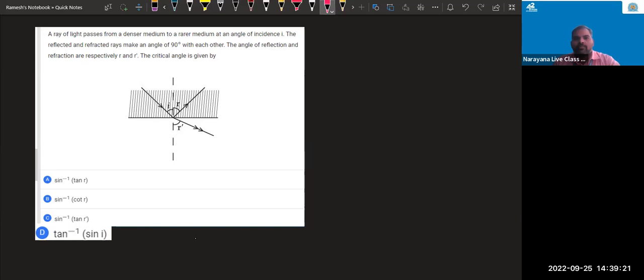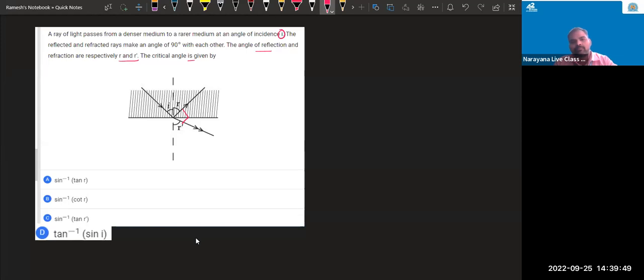Any answer? Okay, it is my turn. A ray of light passes from denser to rarer medium with angle of incidence I. The reflected and refracted rays make an angle of 90 degrees. The angle of reflection and refraction are R and R prime respectively. Critical angle is how much? What is the critical angle formula?